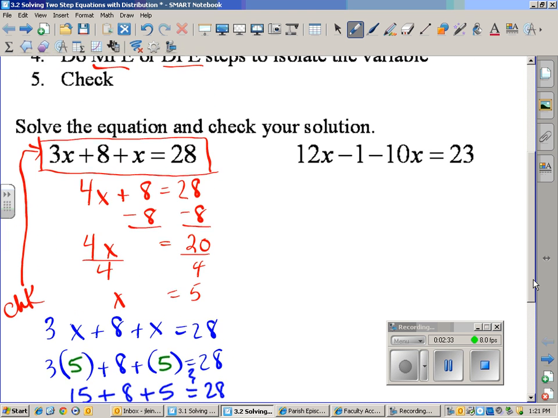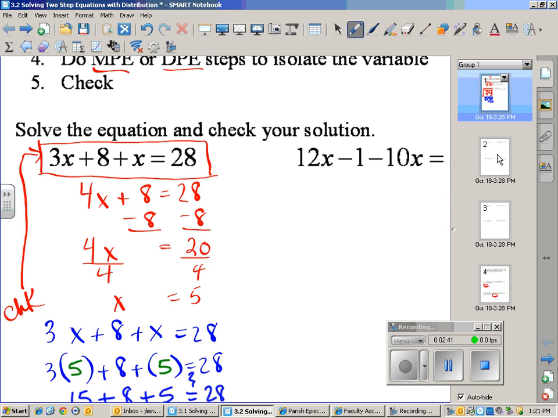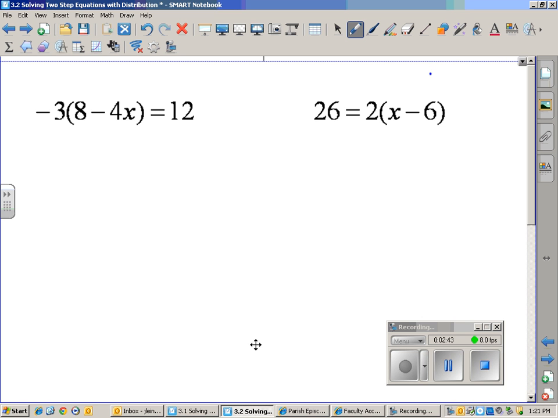This is really sort of just a review for 3.1, but don't forget to collect your like terms before you actually do anything across the equal sign. Okay, now we're going to get into the distribution stuff. So this example, we'll box it up. We'll rewrite, and you may rewrite it actually doing the distribution.